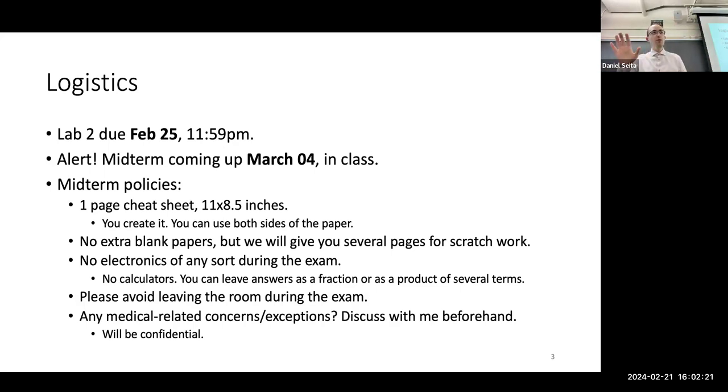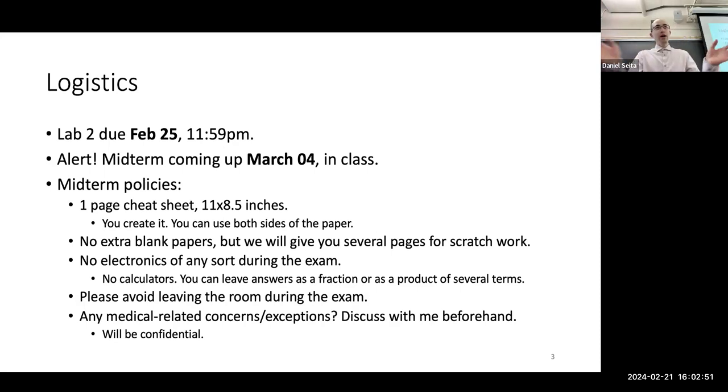Don't bring any extra paper. We have extra sheets at the back of the exam that you could use for scratch work if you want to. It's going to be no electronics, including no calculators. But if you want to leave something as a fraction, that's probably the easiest thing to do. Some of the questions will reduce to computing a probability, and then you can always just leave it as a fraction or as the product of a few terms.